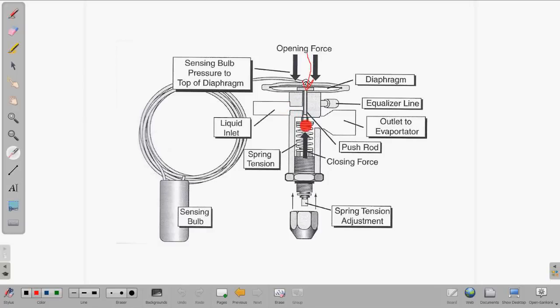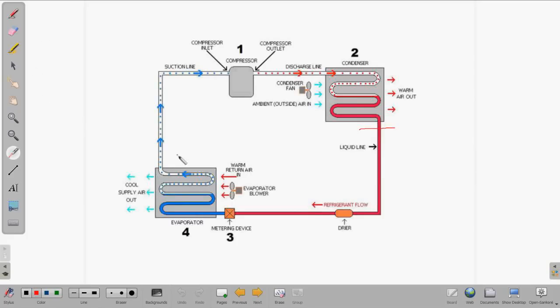If you really want to check it, you can unmount the sensing bulb, go get a glass of hot water, put it in a container and dunk that sensing bulb into the hot water. So you now have your sensing bulb removed from the outlet of the evaporator, and now it's in your glass of hot water. And it raises the temperature of the sensing bulb, which raises the pressure of that sensing bulb.